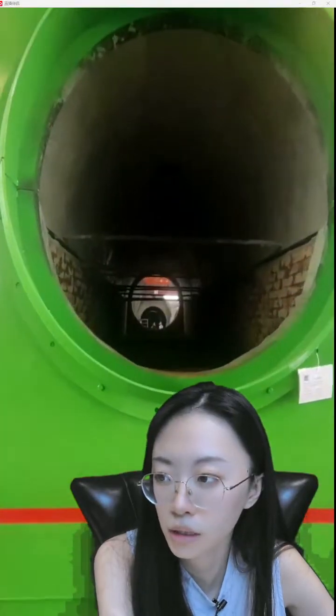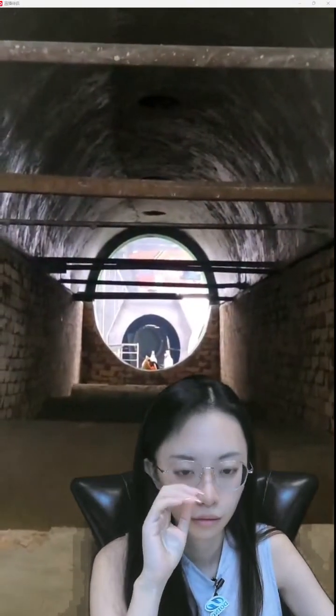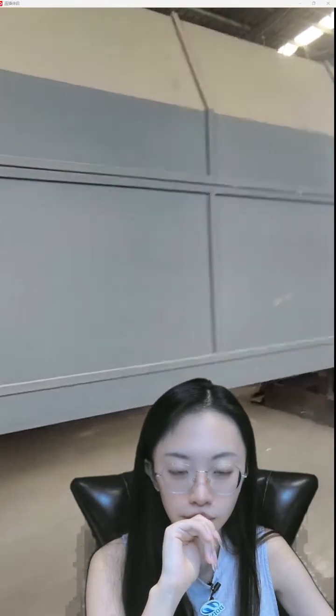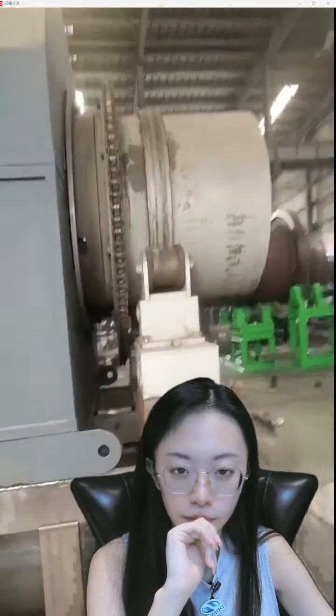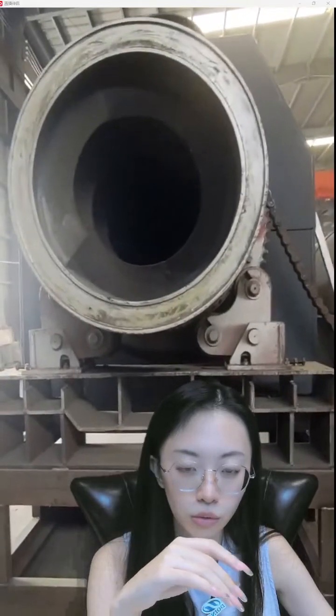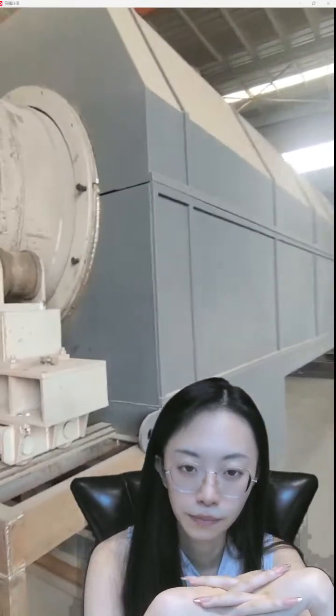This is what the carbonization plant looks like. Insulation cover. Here is the capacity for 1 ton per hour. This is a block to transport the biomass.